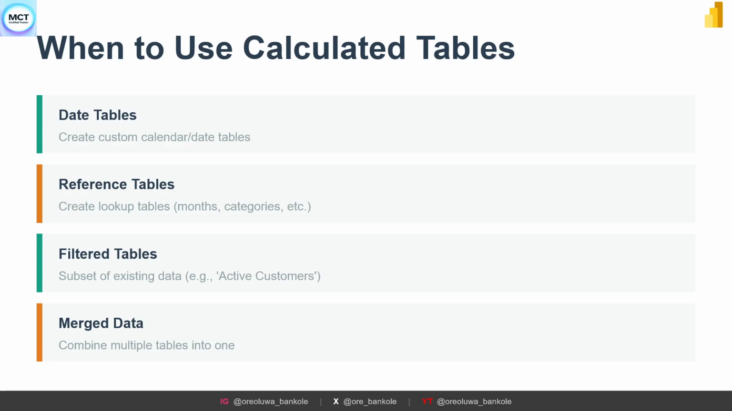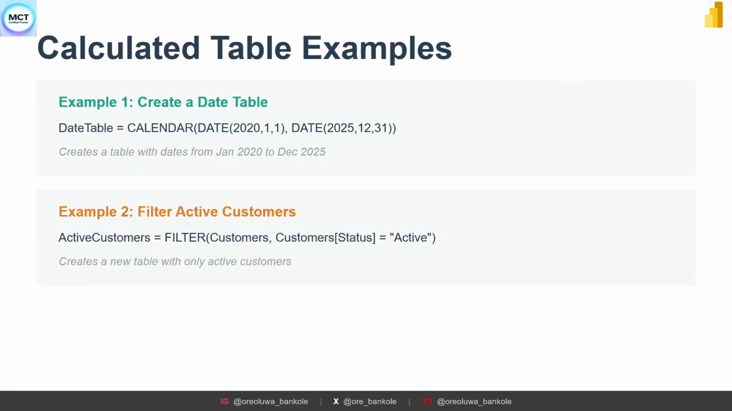Also, when you want to create a filter table that is a subset of the existing data, e.g. an active customer table, you can use a calculated table for that. You can also use a calculated table to merge multiple tables into a single table. These are what you can use calculated tables to do. And we have an example. For example, when you want to create a date table, this is how you write it, but ignore this for now.